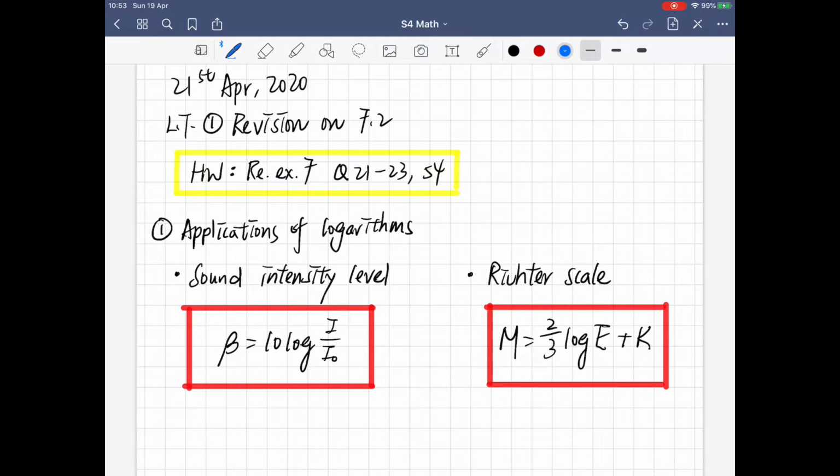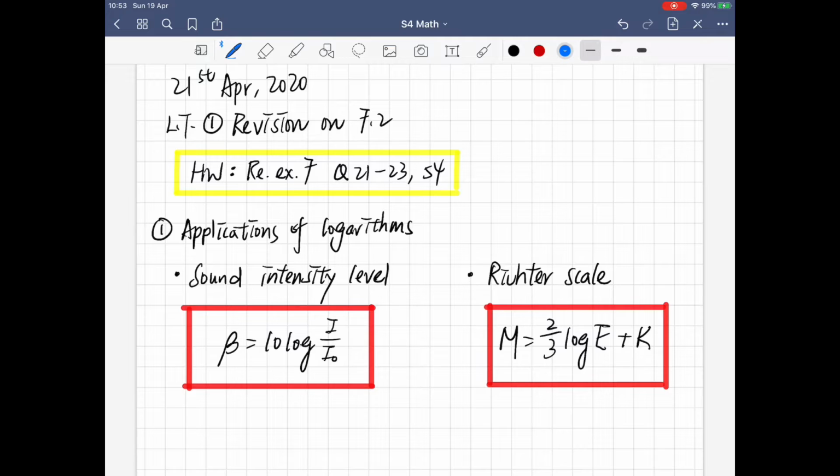The first part is the applications of logarithms. And we have learned two applications. The first one is the sound intensity level. And we have the formula of beta equals 10 log I over I zero. And again, we don't have to memorize the formula as it is given, but we have to identify the meaning of each symbol in the formula.